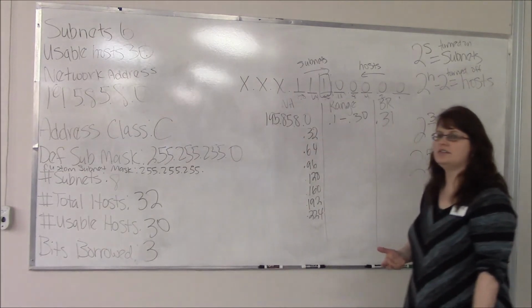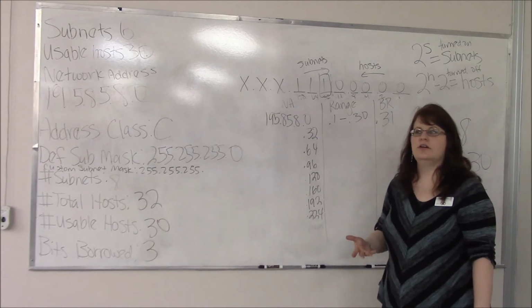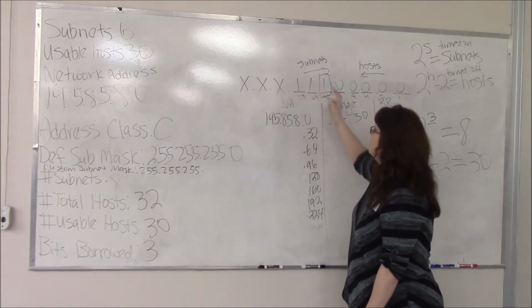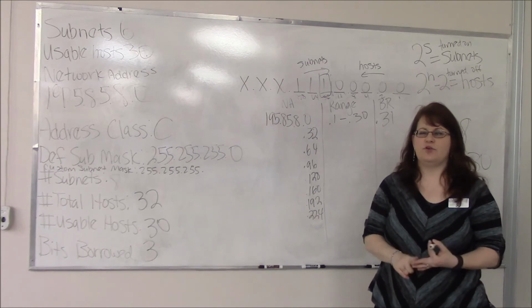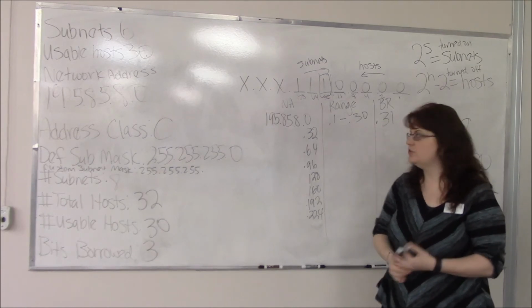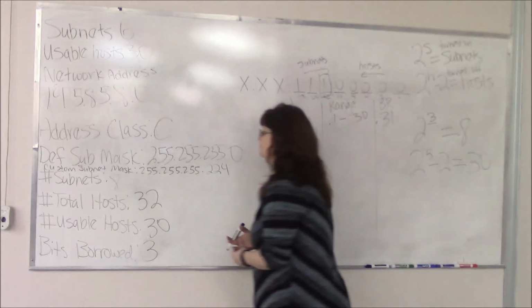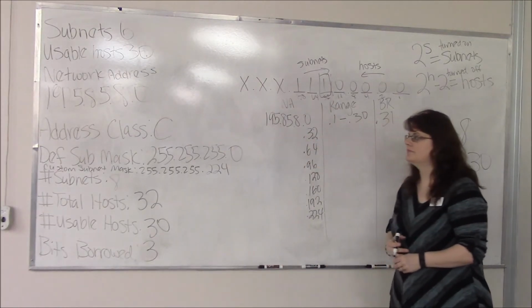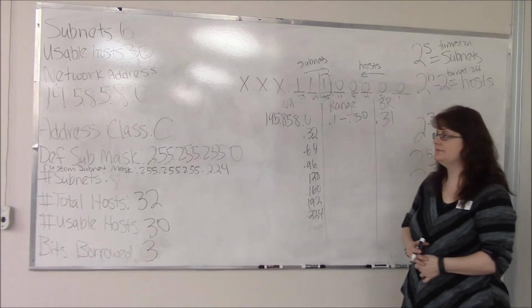So now I have a custom subnet mask. And to figure out what it is, I need to add the binary values of those 3 things. So it's 128 plus 64 plus 32. 224. Okay.